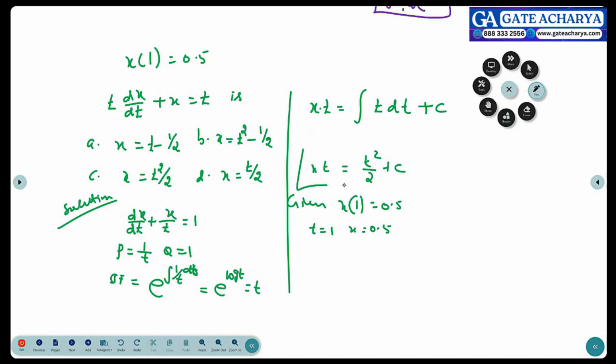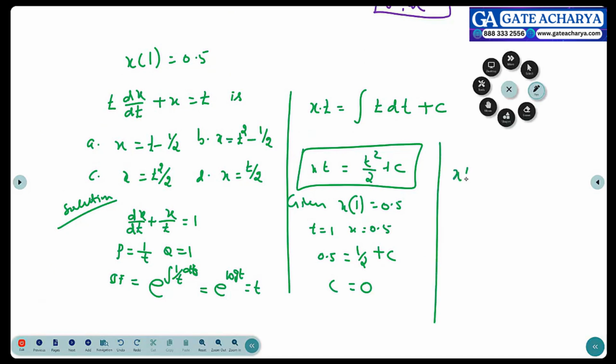Substitute in this equation. x is 0.5, t is 1, therefore 0.5 is equal to 1 by 2 plus c. 1 by 2 means 0.5. When you take 0.5 to the right hand side, 0.5 minus 0.5 is 0. Therefore, the c value is 0. So we get xt is equal to t square by 2. Cancelling t on both sides, x is equal to t by 2. Therefore, option D is the correct answer: x is equal to t by 2.